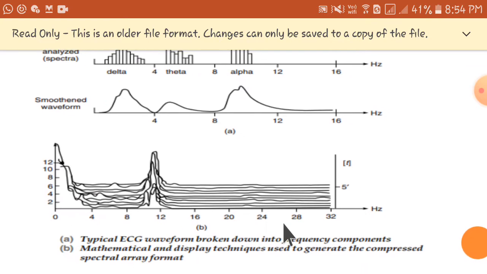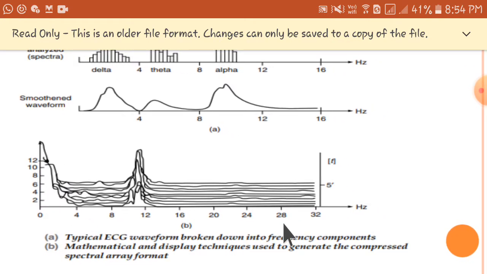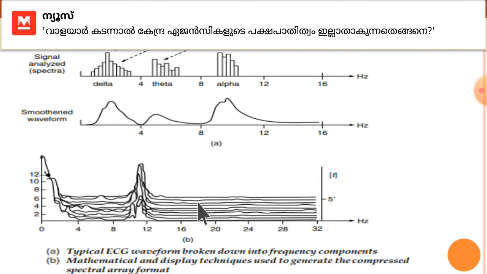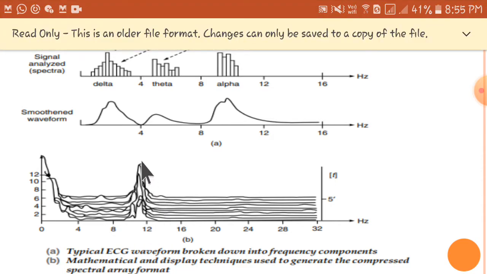Now this is the compressed spectral array. What is the CSA? In this format, the series of computer-smoothened spectral arrays are stacked vertically, usually at 2-second intervals, with the most recently taken EEG at the bottom and the oldest EEG at the top.